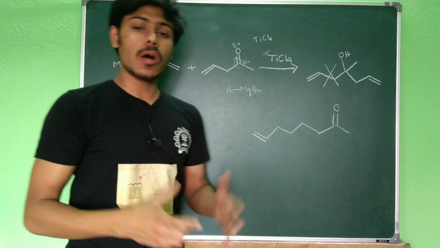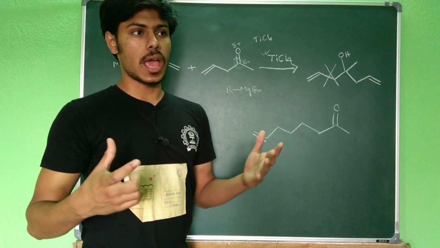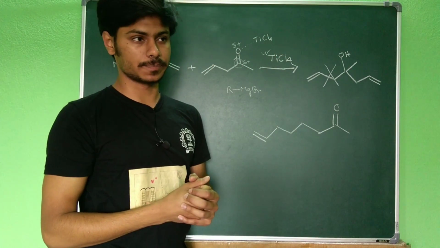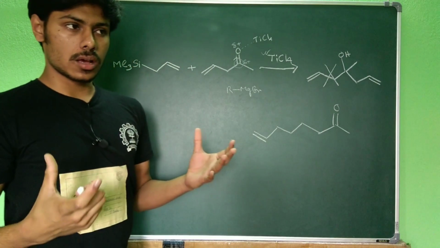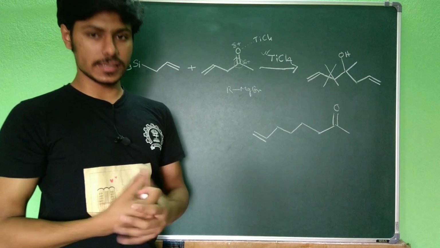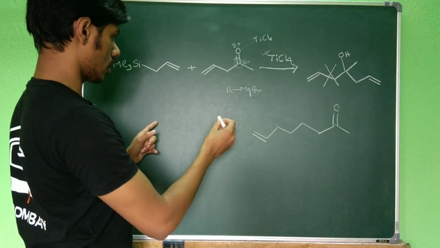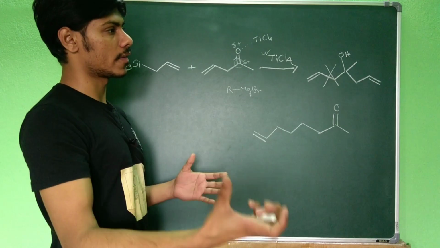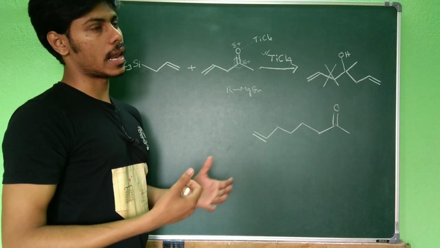Now the real question is why this 1,4 addition happens and not the 1,2 addition, although the Lewis acid is given here. So for that you have to understand the phenomenon called the beta silicon effect. Now what is the beta silicon effect? This is where the difference in reactivity between a Grignard reagent and an allyl silicon reagent comes in.